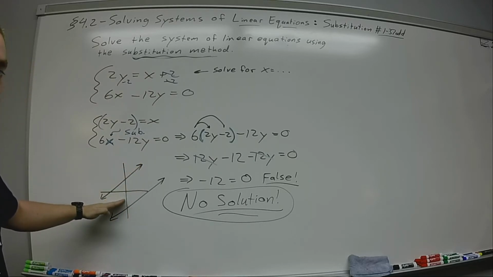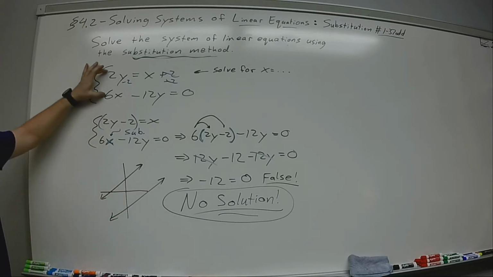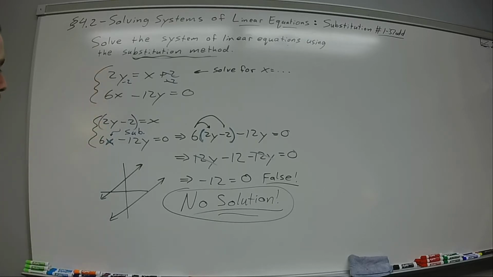I can't find a point that is on both lines simultaneously. So that's the situation we're in here. This system gave us two linear equations that happen to be parallel lines. That's why we were unable to find a solution.